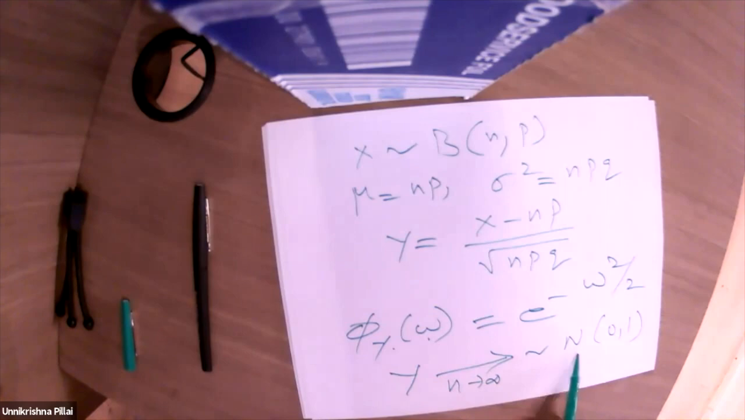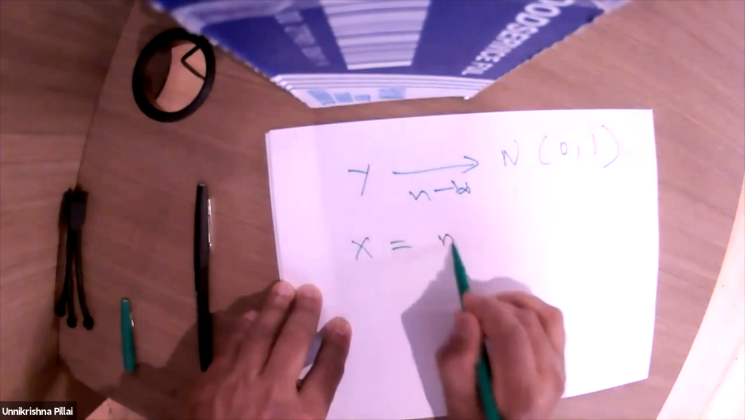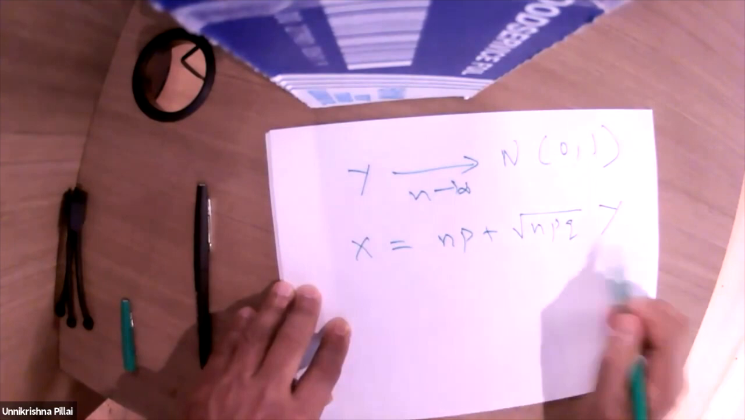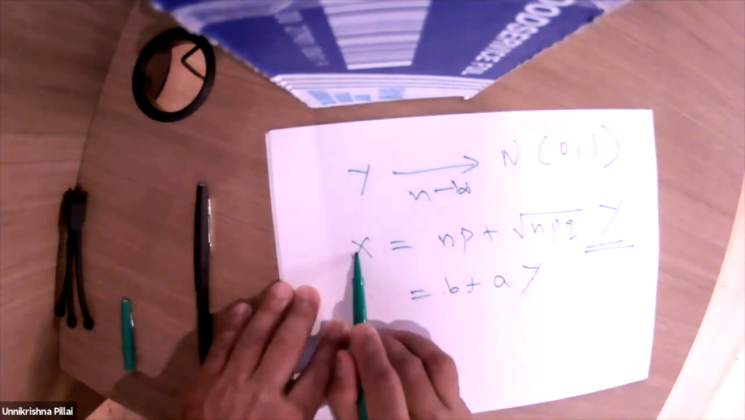And you remember the relation between X and Y. So I'm going to rewrite the X. As n goes to infinity, Y tends to be Gaussian with this. But X is np plus square root of np cube multiplied by Y. Y is Gaussian. This is a linear combination. So X is a linear combination of Gaussian. So if Y is Gaussian, X is Gaussian. Of course, we learned this a couple of weeks back.